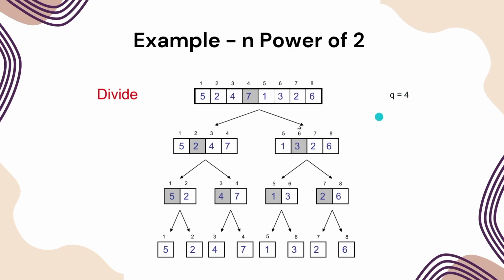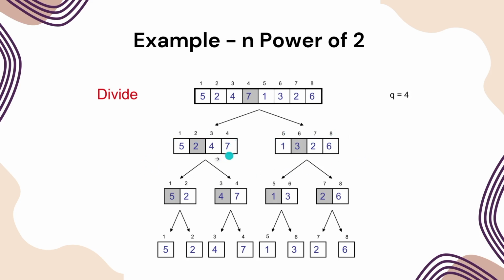Since it is 4, the first 4 elements would be one partition and the other 4 elements would be the other partition. So p was 1, q was 4, so 1 to 4 would be one partition. q plus 1 to r, which is 8 in our case, so 5 to 8 would be the other partition.